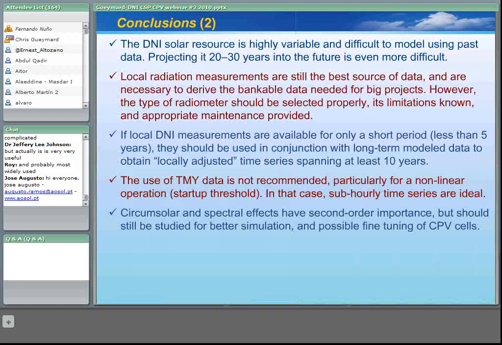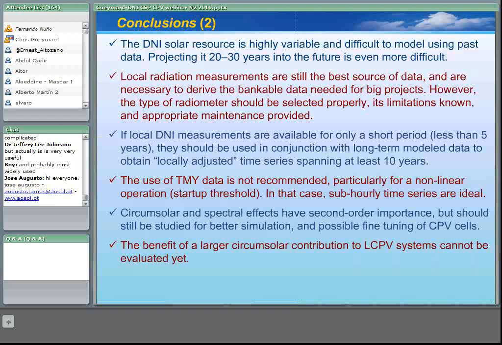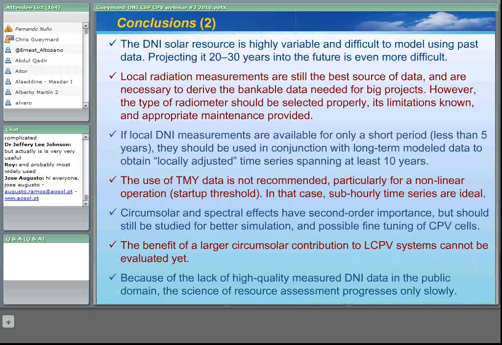Circumsolar and spectral effects have second-order importance, but should be studied for better simulation and possibly for fine-tuning of CPV cells. The benefit of a larger circumsolar contribution to low-concentration PV systems cannot be evaluated yet. We don't have the models. And finally, because of the lack of high-quality measured DNI data in the public domain, the science of resource assessment can only progress slowly.